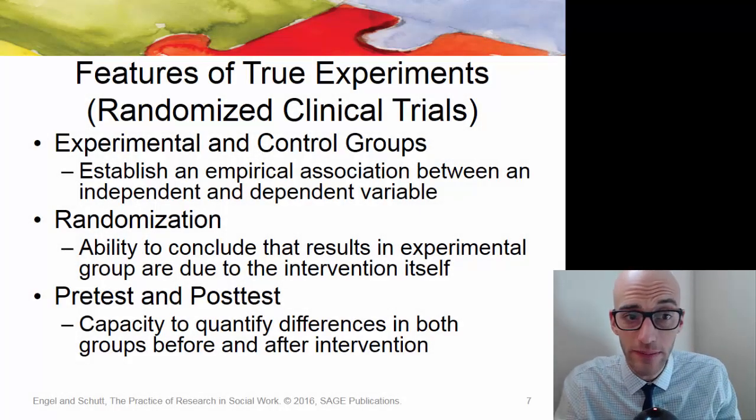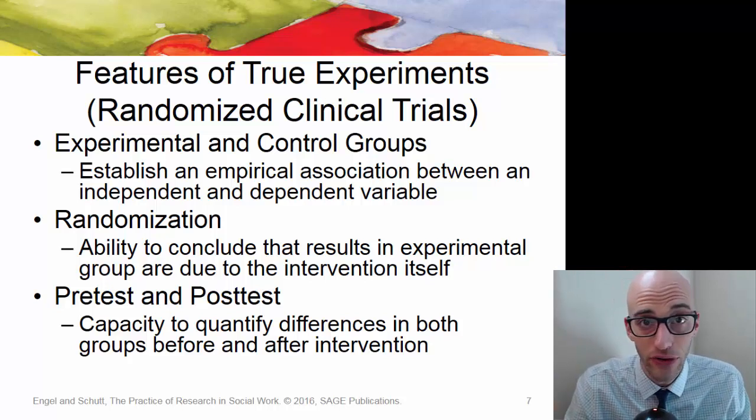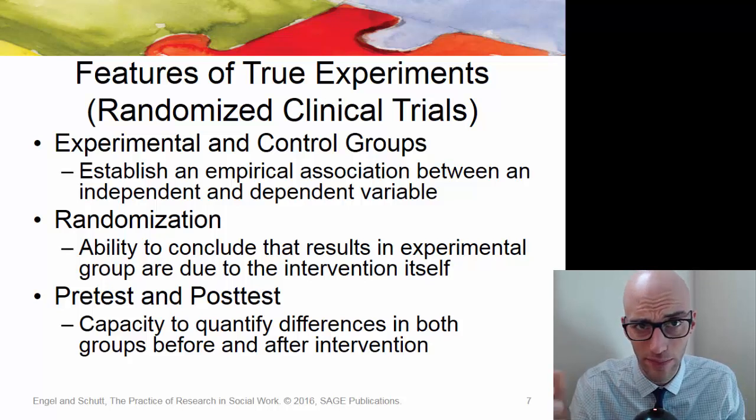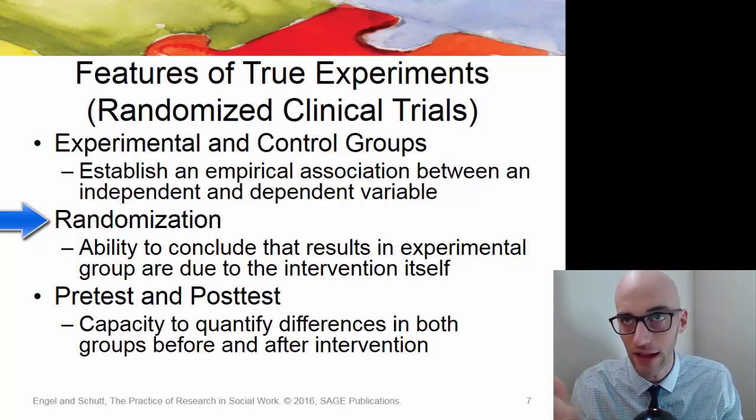So some features of true experiments: there should be an experimental and a control group or a comparison group, establishing an empirical association between independent and dependent variable. So again, without a group to compare to, we really can't empirically prove that there's the relationship that we're hypothesizing between the variables. Again, randomization, just keep hitting on it. The thing that differentiates a true experiment from a quasi-experiment is randomization. So the ability to conclude that the results in the experiment group are due to the intervention itself and not any of those other extraneous variables that I just mentioned earlier.